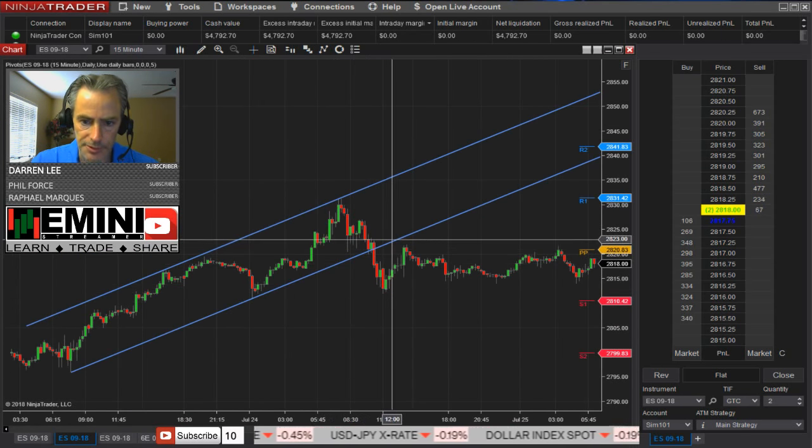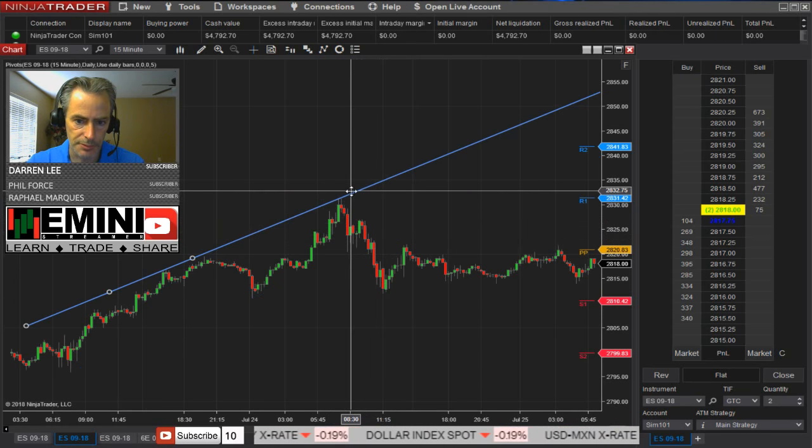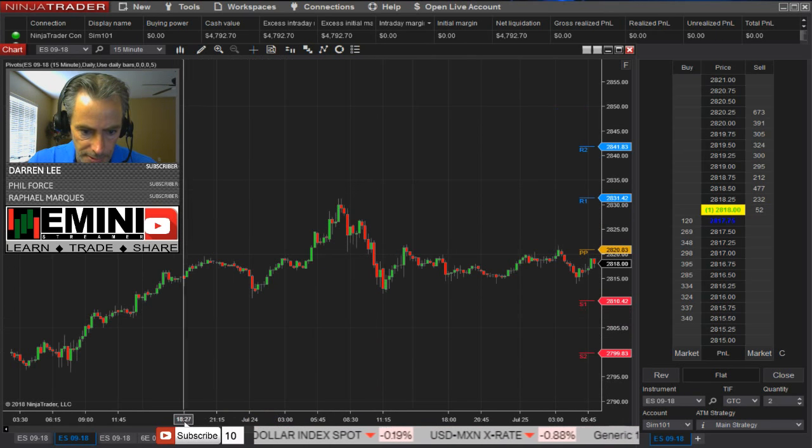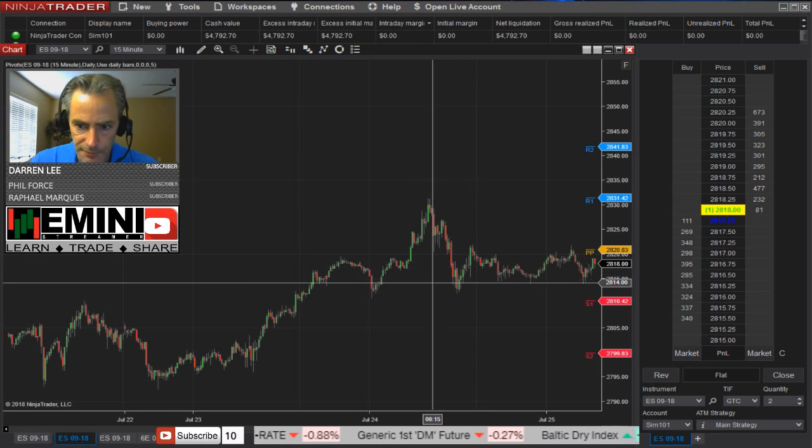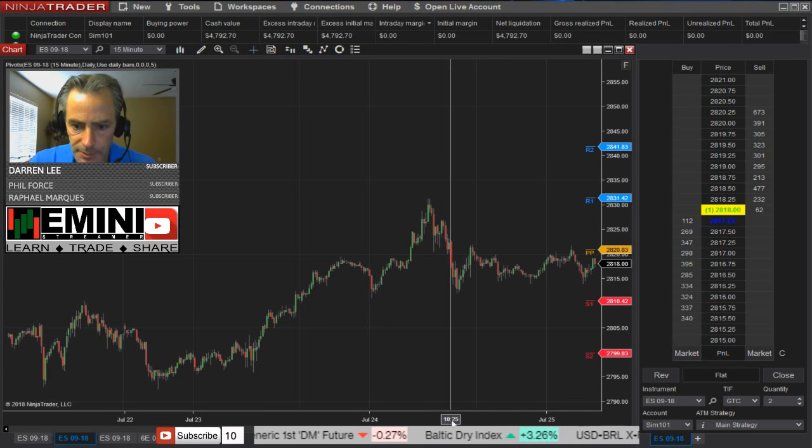Alright, so it looks like we can get rid of this bullish channel that was forming. We finally dropped out of that. And yeah, based on the 15-minute chart, we're also going sideways.